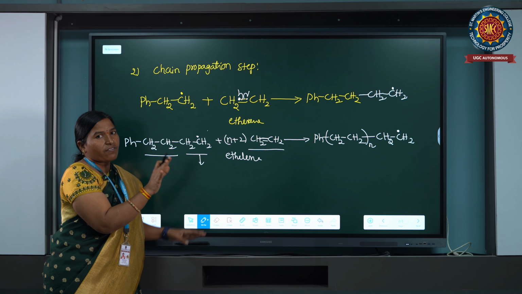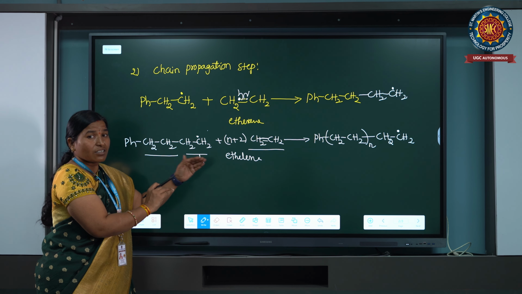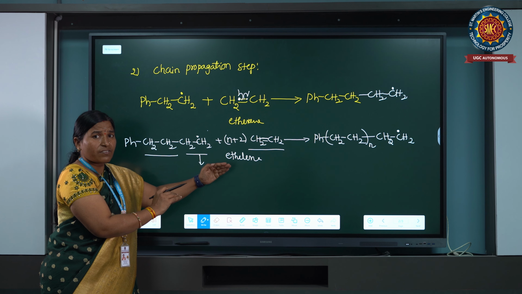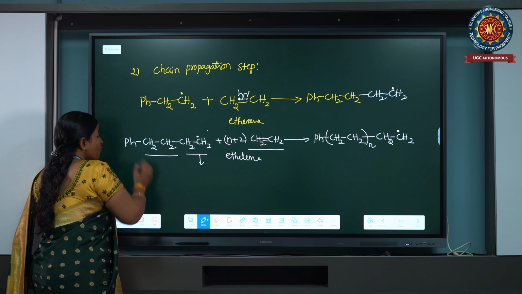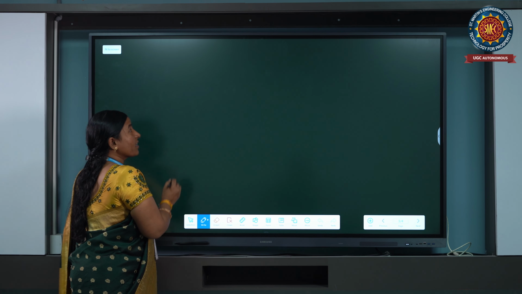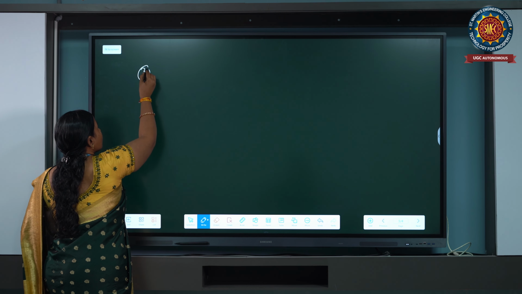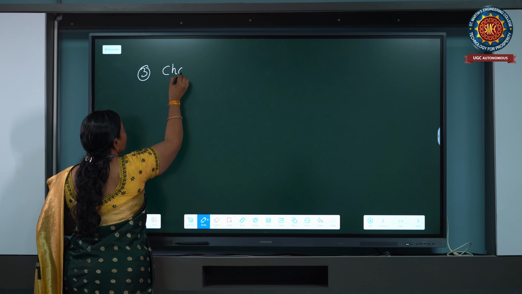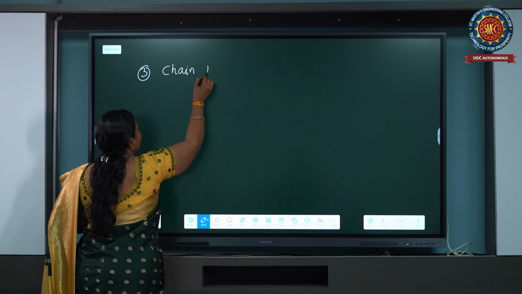Now this is enough for the reaction. If you think this is enough for the reaction, go to the chain termination. That is the third step involved in the mechanism, the chain termination.